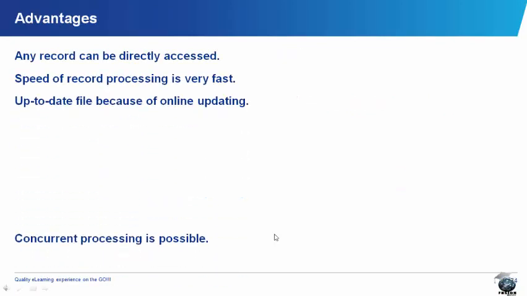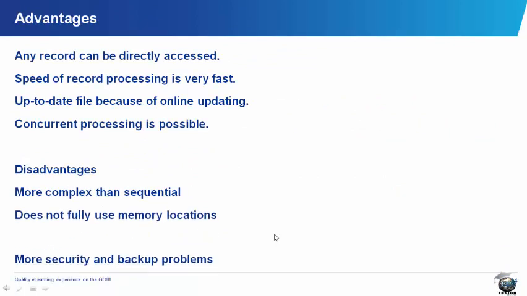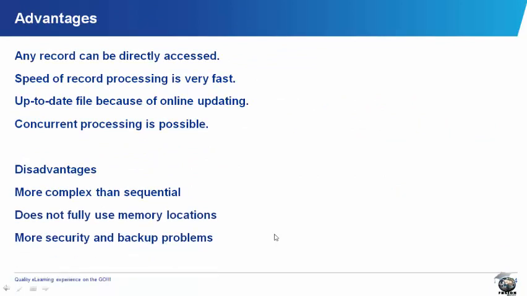Let's look at the advantages. Any record can be directly accessed. Speed of record processing is very fast. Up-to-date file because of online updating. Concurrent processing is possible. But there are some disadvantages. It's more complex than a sequential file. It does not fully use memory locations. And also there's more insecurity and backup problems.